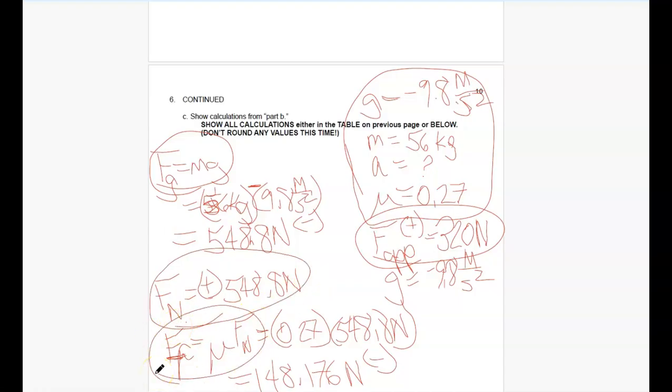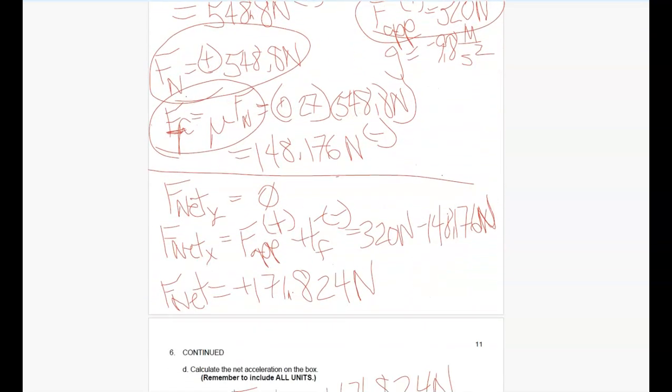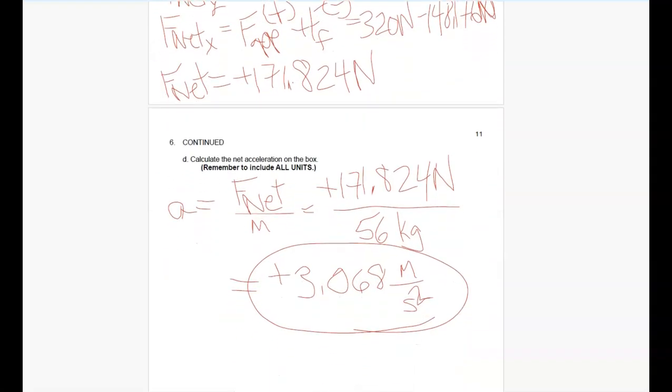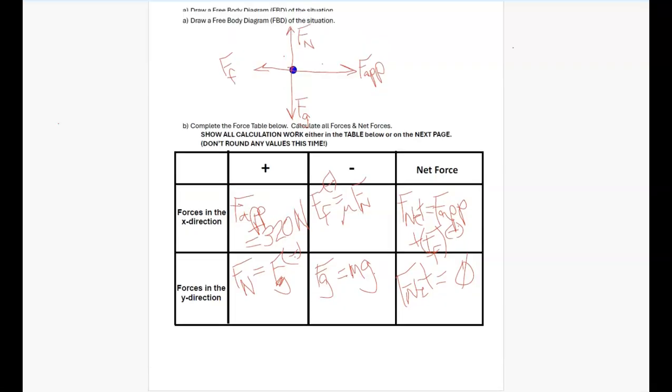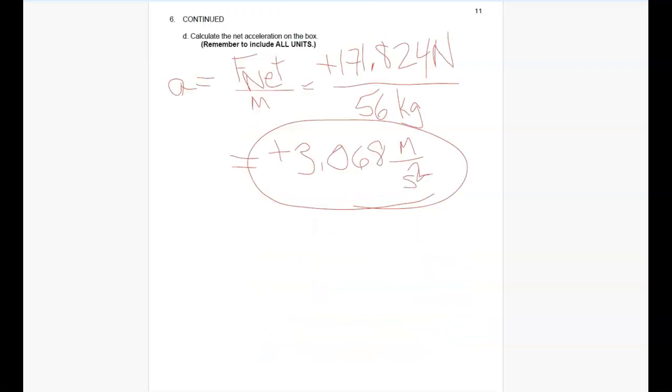And then once you have those, it's really quite simple to calculate your net forces. You're just adding up the positive and negative values of the individual forces. And then once you have that, you literally just divide it by the mass to get the acceleration. And it's a positive number, which makes sense because you're told right in the beginning of the problem that it's accelerating to the right. And that's the end of that problem. So that was an example of a typical horizontal motion free body diagram problem.